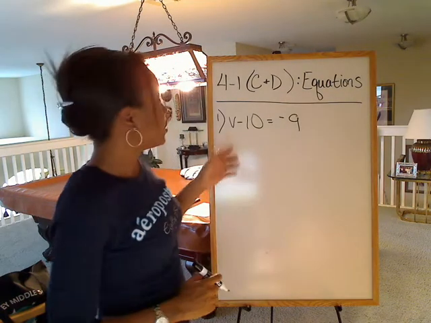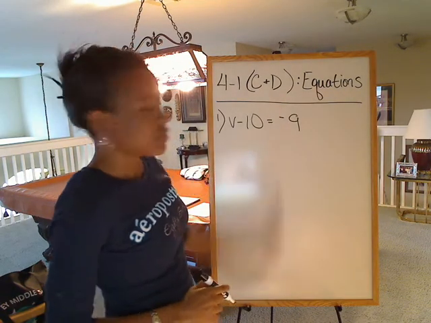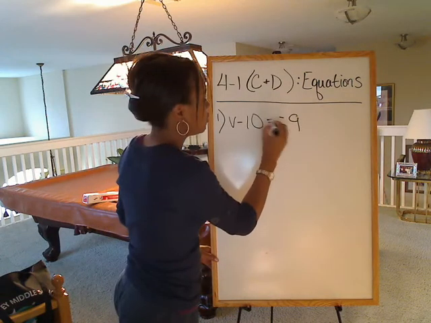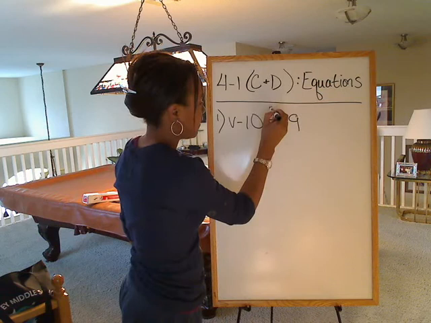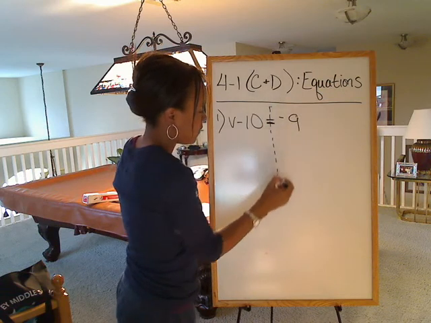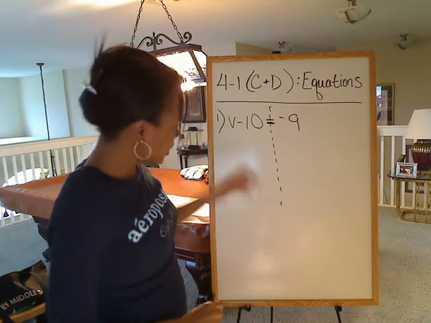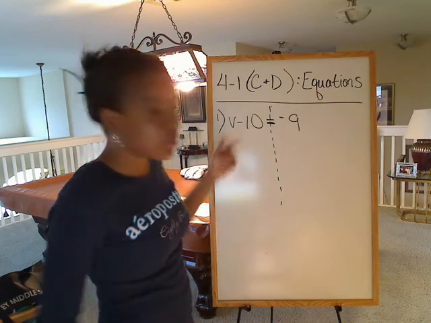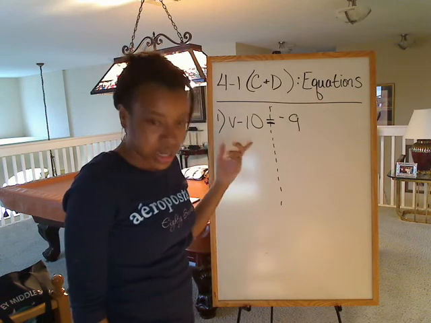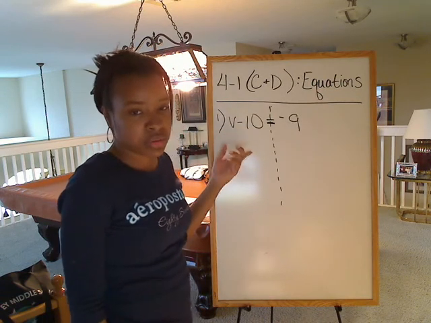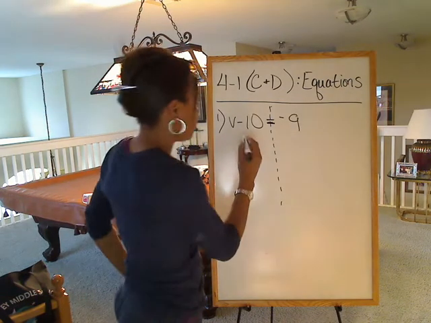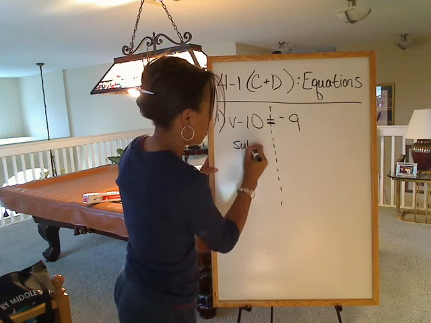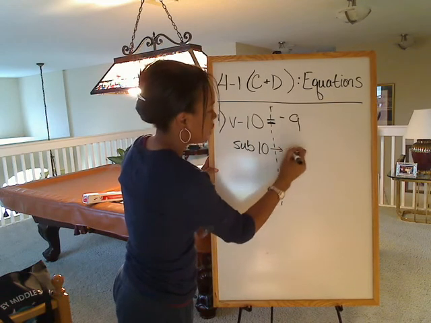But the first thing I'm going to do is I'm going to divide the equation into two parts. And then the next thing that I'm going to do is I'm going to locate the variable, and I'm going to ask myself, what did they do to the variable? They subtracted 10. So what I'm going to do is add 10.